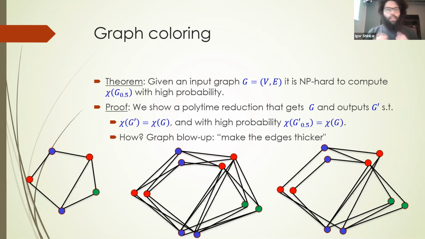Still, there's another way that does work. How? Just look at the majority of colors in each cloud. Okay, I will not do the full proof here. All right, so that's the first example.